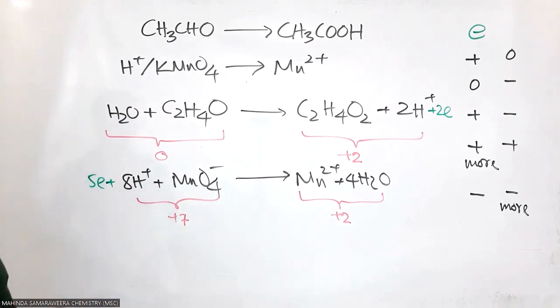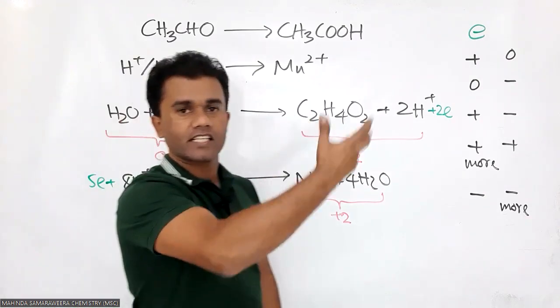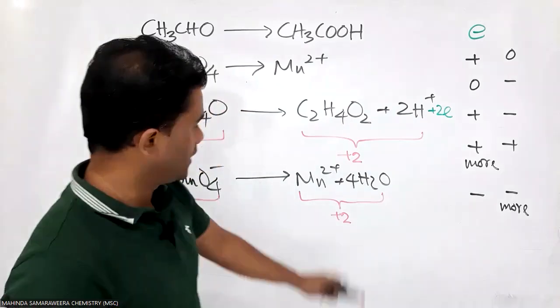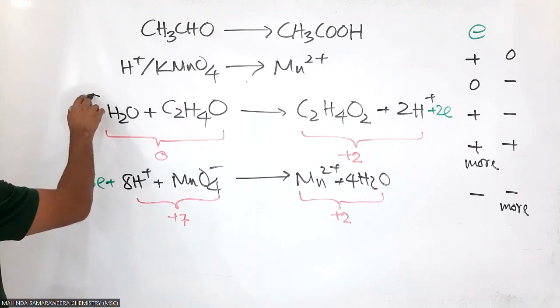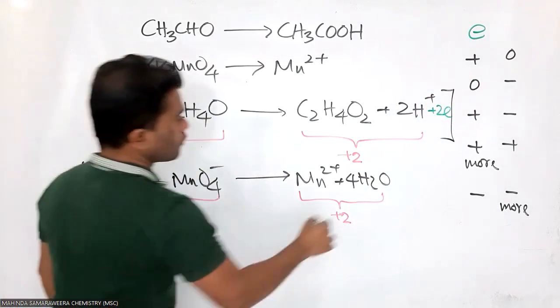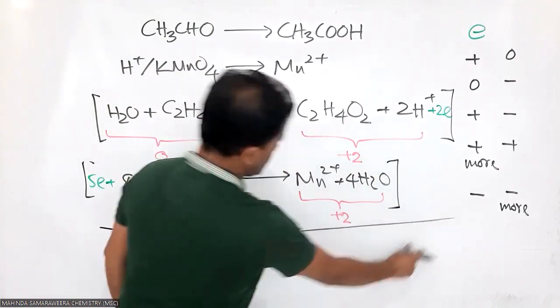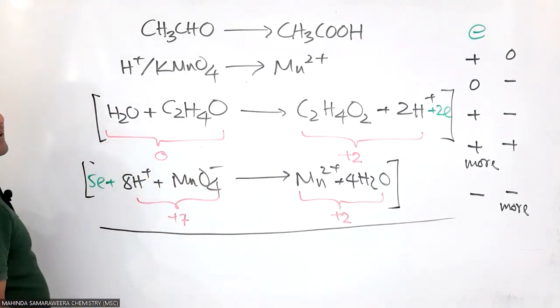Then look at this. We got the reduction half reaction here, and the oxidation half reaction. Losing electron is oxidation. If electrons are on the product side, it's loss of electron, oxidation. If electrons are on the reactant side, gain of electron, reduction. Then we have to balance it. So we have to construct the full ionic equation. When you take the full ionic equation, electrons cannot be there. Electrons should cancel out.